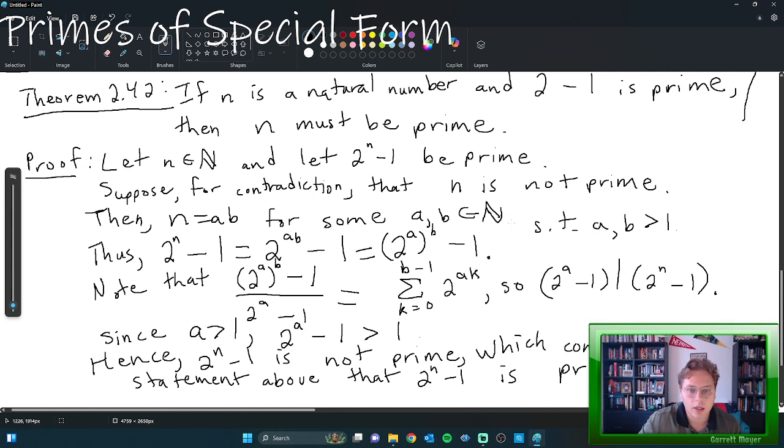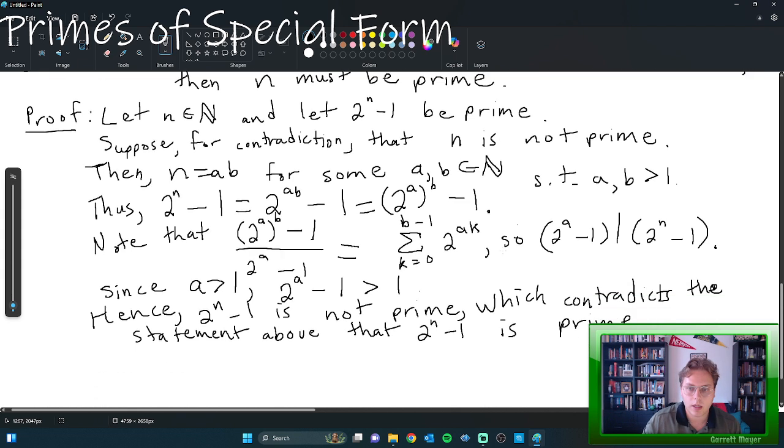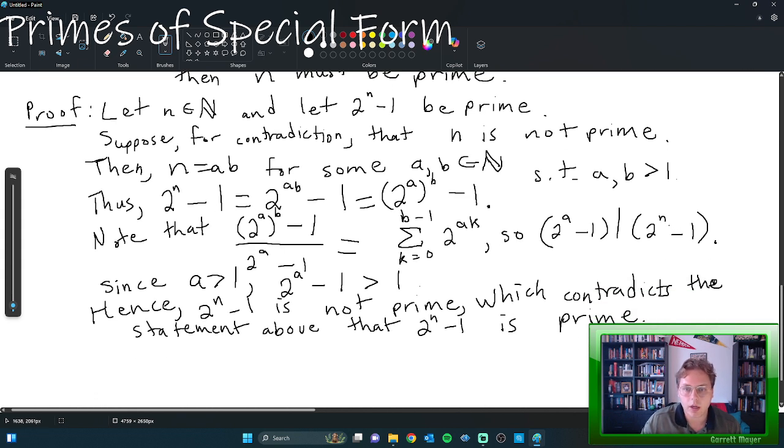So this times that equals that. So that means that 2 to the a minus 1 divides 2 to the n minus 1. And that means, since it's greater than 1, 2 to the n minus 1 is not a prime, which is not what we said. We originally defined it as a prime, so it has to be a prime. And this means, therefore, n is prime.